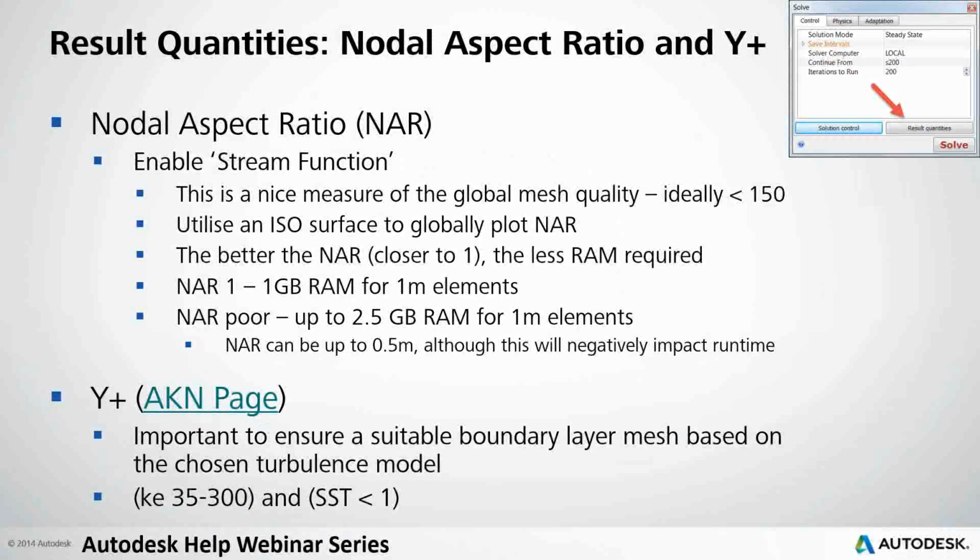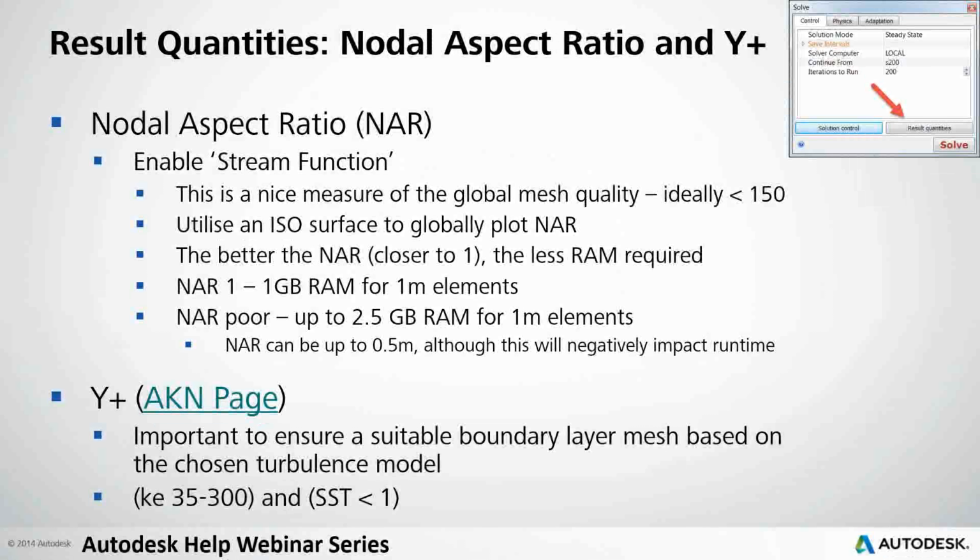Now I'm going to try and tackle the Y plus value subject, which is a little difficult to explain, I think. I've put in a link to a page on AKN, which I think is a nice reference, so if you do want to read up on it more, please do so there. Y plus is important because it controls the distance in the boundary layer from the wall to the top of the first element. That value needs to be different depending on the turbulence model we use, which is why within the adaptation we refine to different values.